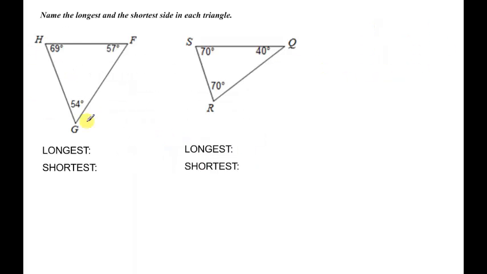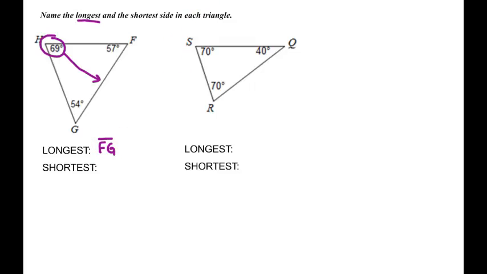Let's look at an example. In these, we're going to name the longest side and the shortest side in each triangle. So all we know is information about the angles, but that's all we really need to know. Let's look for the longest side by just finding the largest angle, and that's this angle right here. The 69 degrees is the biggest angle, so it's opened up the widest. I'm going to find the longest side across from it. So right here, this is going to be FG. FG is the longest side.